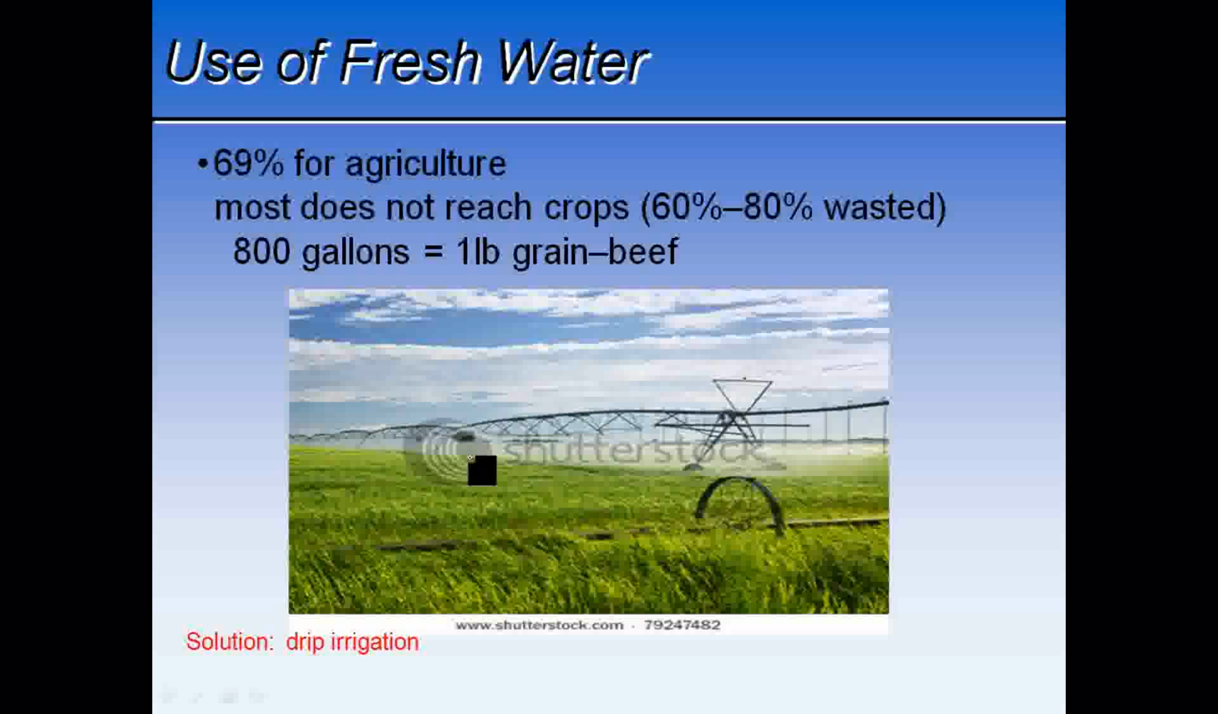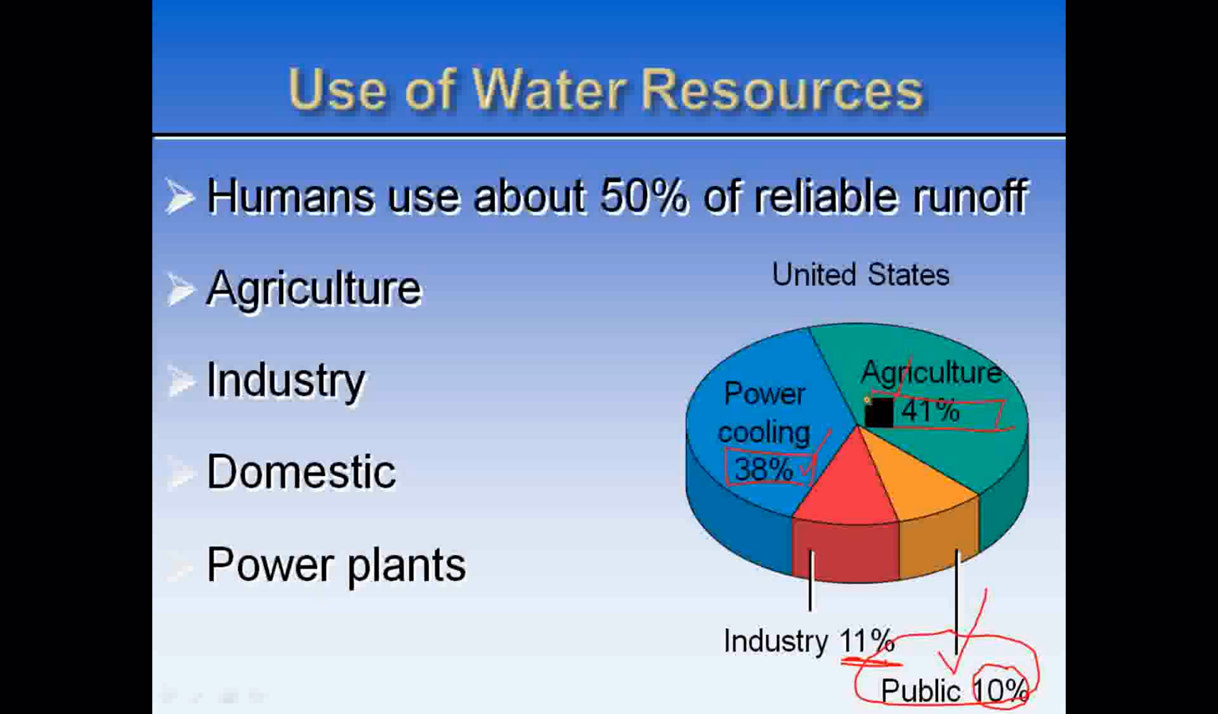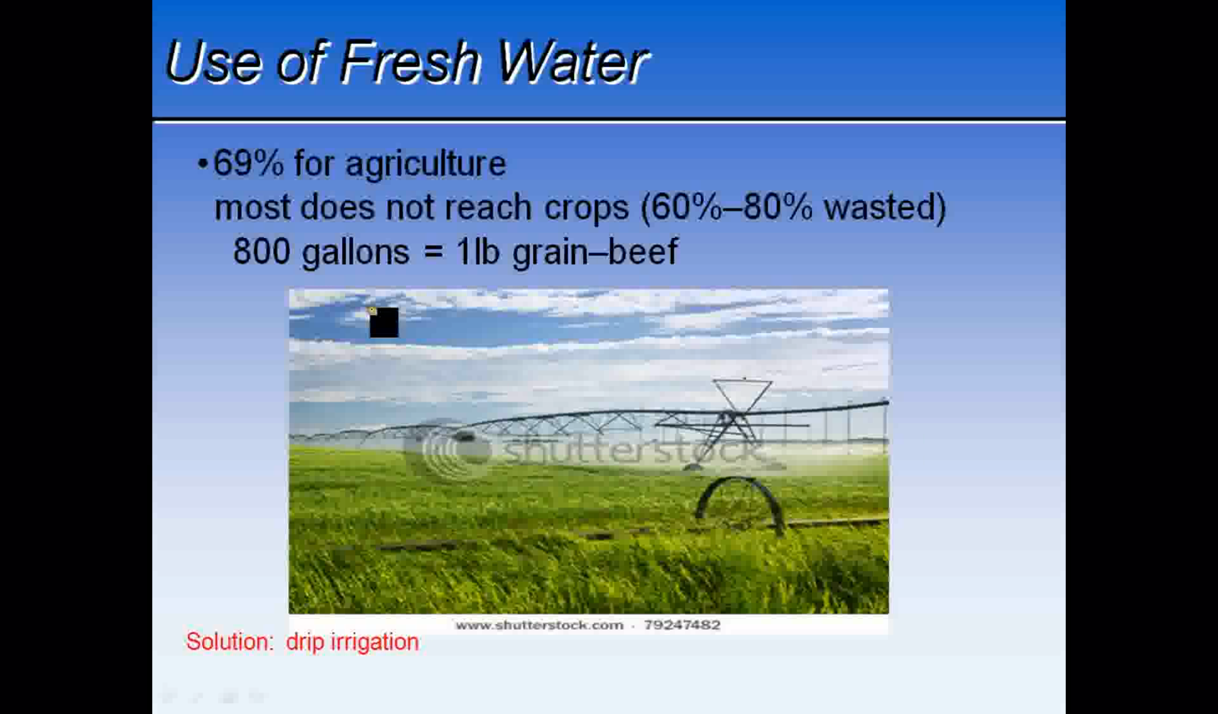Let's talk about agriculture since it's the big one. Now these statistics are worldwide. This isn't United States, this is worldwide. So for the US, 41% of our water is used for agriculture. But worldwide, it's almost 70% of the water is used for agriculture. And unfortunately, the way we operate with agriculture, most of the water doesn't even reach the crops. In fact, 60 to 80% doesn't.